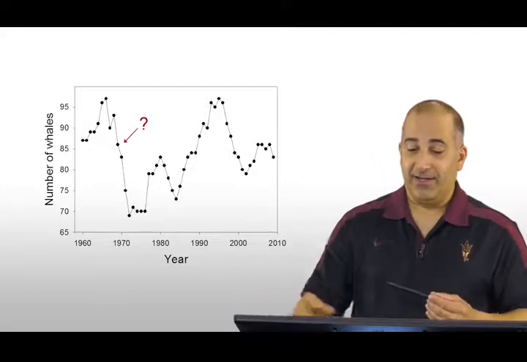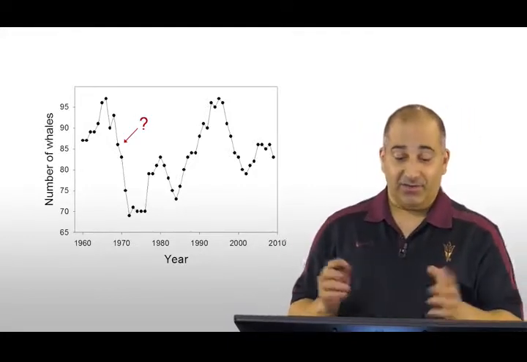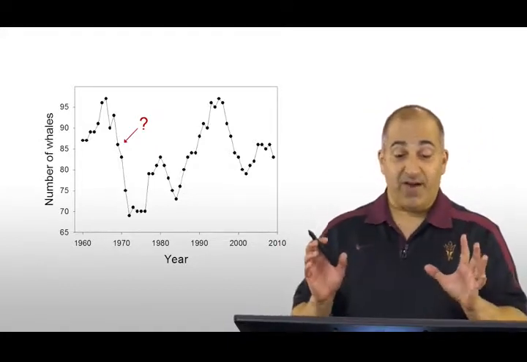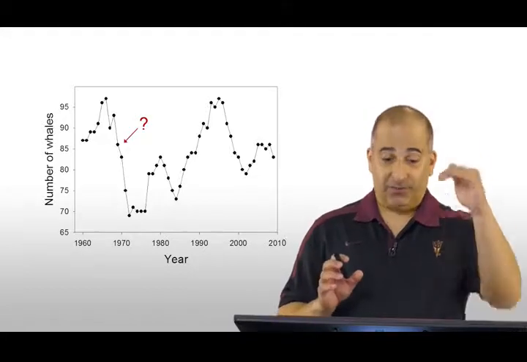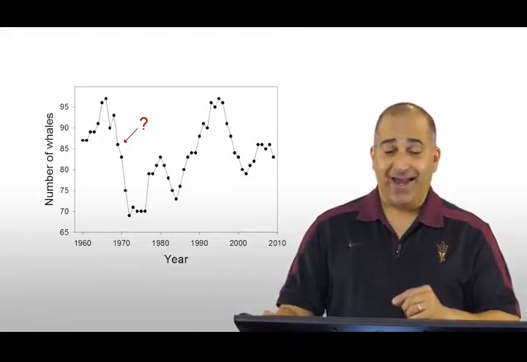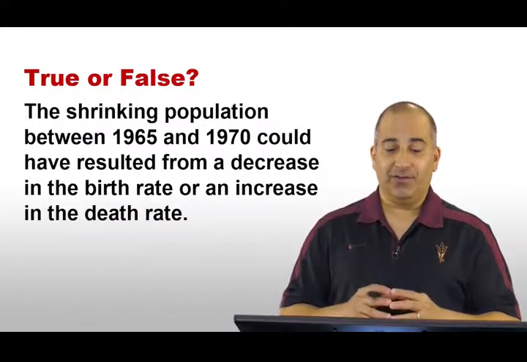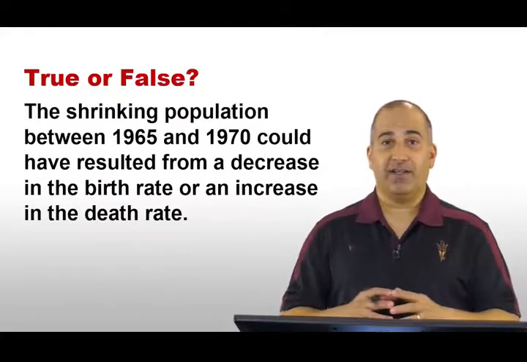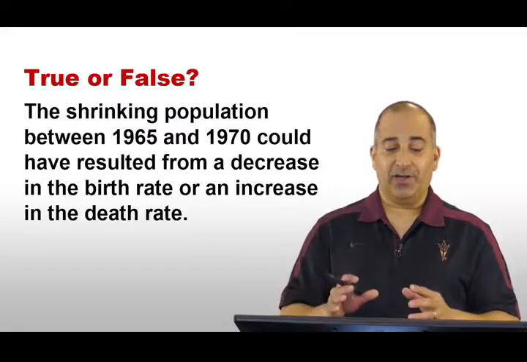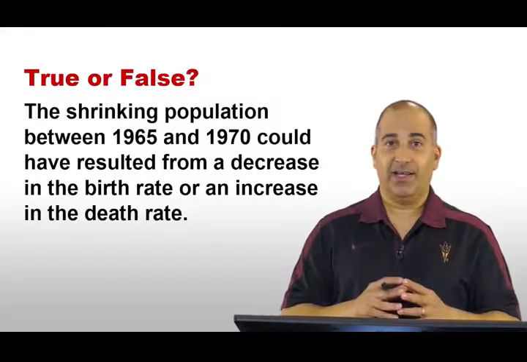And what I want to point out here is that there was a period of time where the population was dramatically declining. This looks like just a few years, fewer than 10 years for sure, fewer than 5 years even, where the population was really precipitously declining. So the question I want to ask about this is true or false. The shrinking population between 1965 and 1970 could have resulted from a decrease in the birth rate or an increase in the death rate.